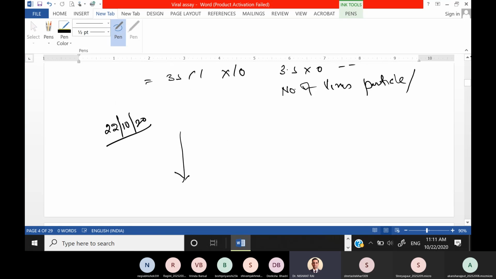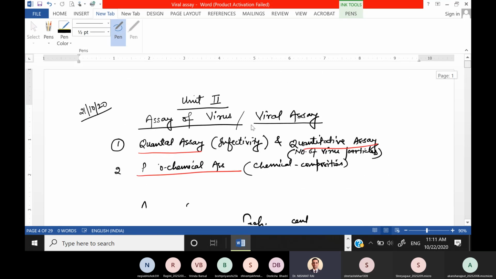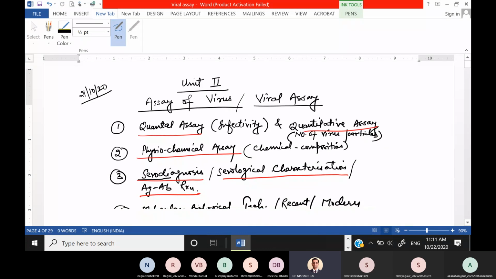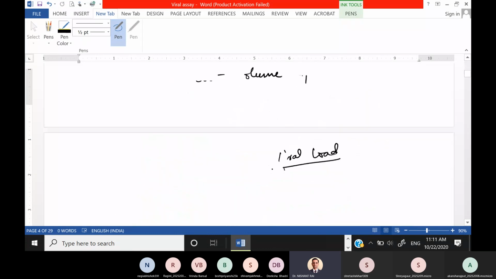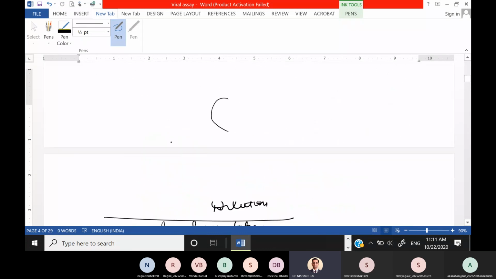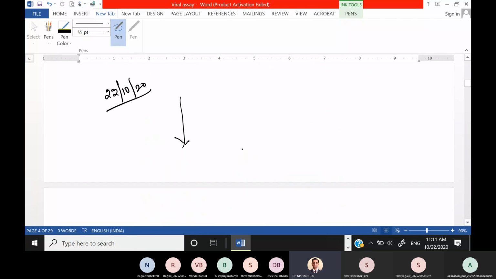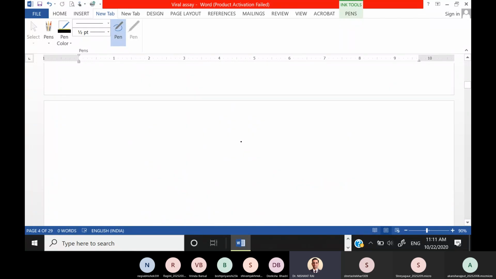Next I am taking the physiochemical properties of viruses, यानी कि हम वायरस को डिटरमाइन करेंगे, assay करेंगे on the basis of its physiochemical properties. Now let us take it as an example. First I am writing a viral assay on the basis of physiochemical properties.